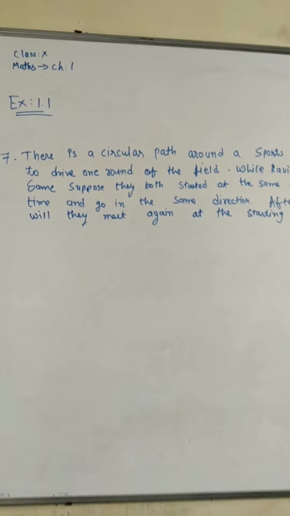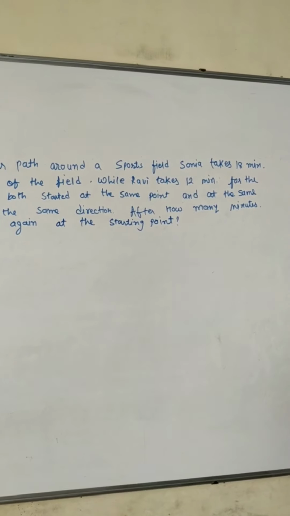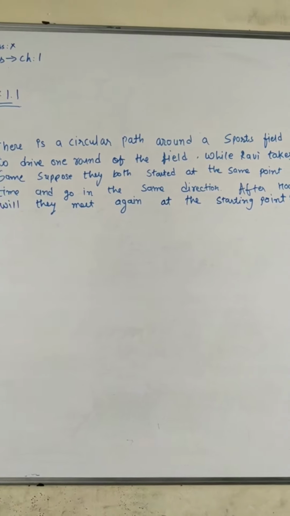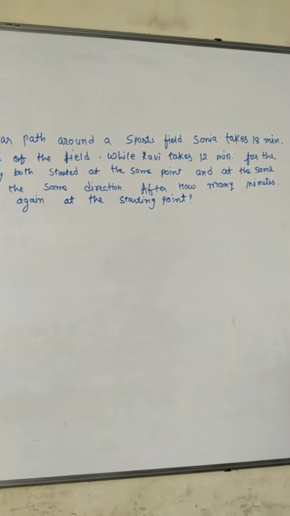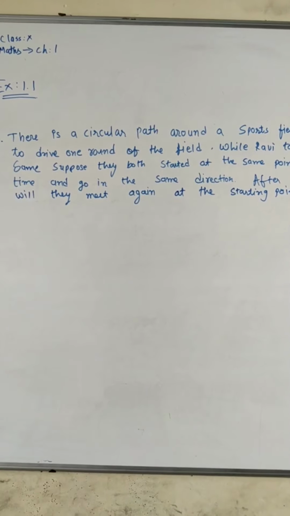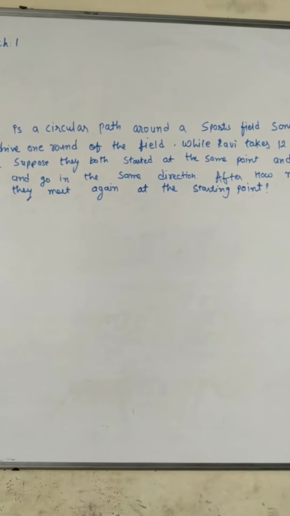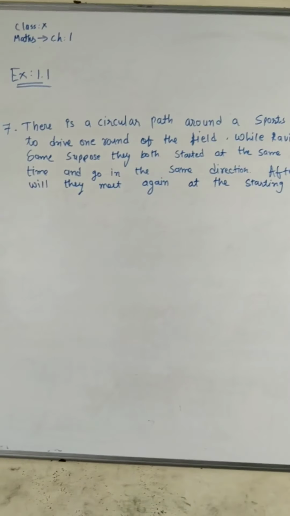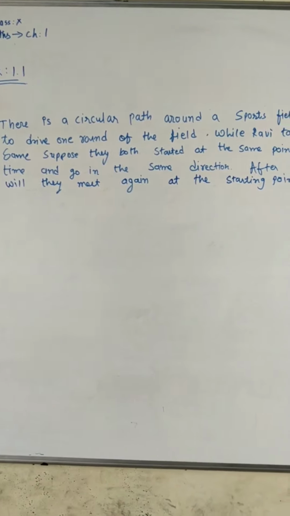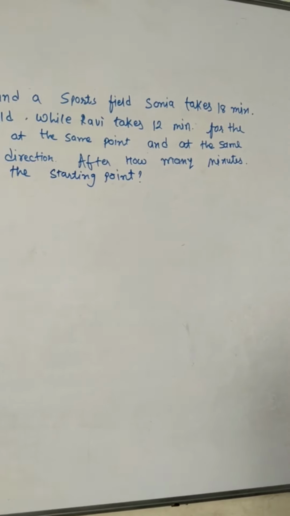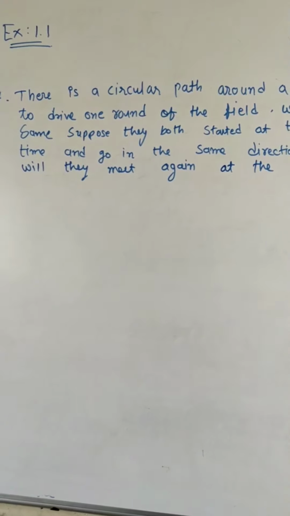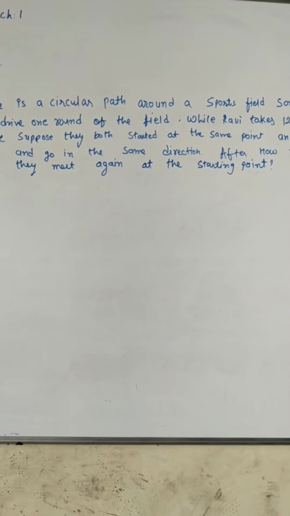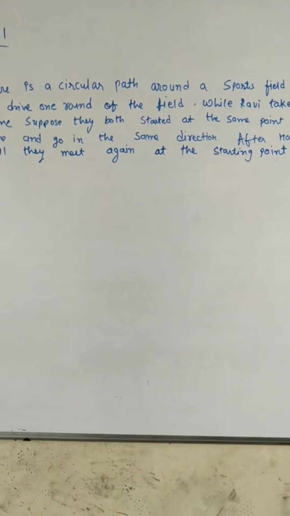There is a circular path around a sports field. Sonia takes 18 minutes to drive one round of the field while Ravi takes 12 minutes. Suppose they both started at the same point and at the same time and go in the same direction, after how many minutes will they meet? Meaning if they are asking after how many minutes they will meet again, you have to find LCM.